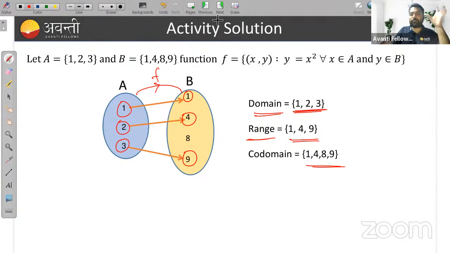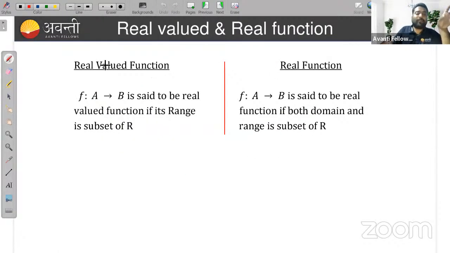So here, what is a real valued function and what is a real function? When can we call it a real valued function? When f is a mapping from A to B, it is a real valued function if its range is a subset of R. That is, the range must be a subset of the set of real numbers. In that case, we can say the function is real valued.